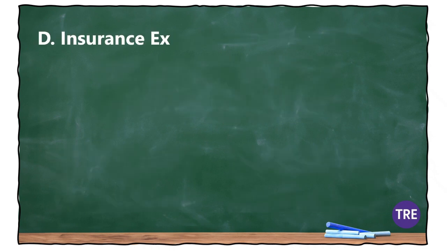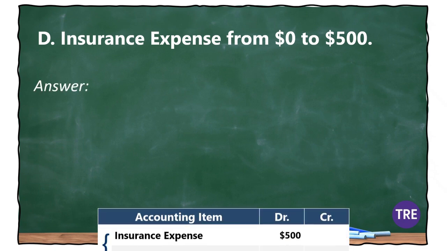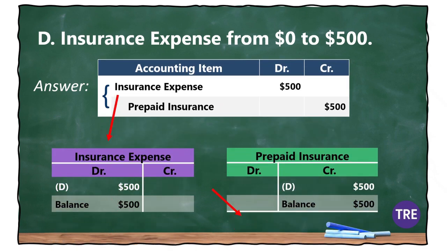Here's adjustment D. Insurance expense increased from $0 to $500, which means we need to recognize $500 of insurance used up during the year. The journal entry is to debit insurance expense for $500 and credit prepaid insurance for $500.